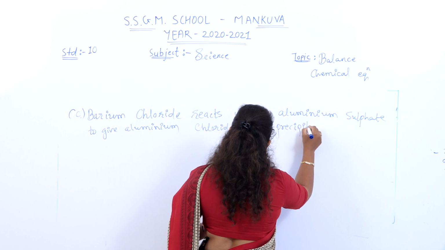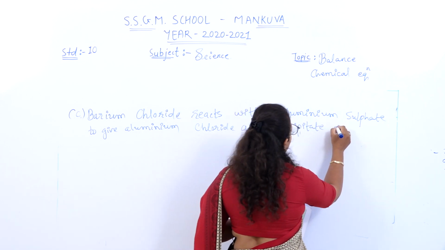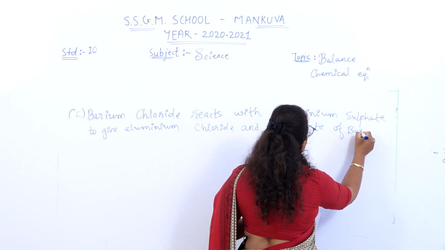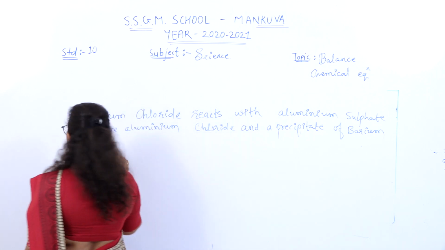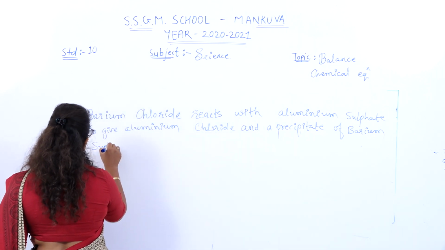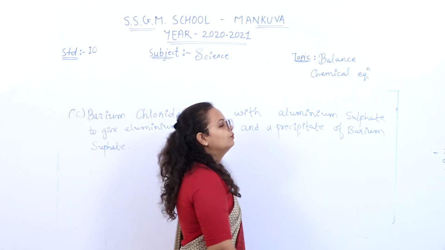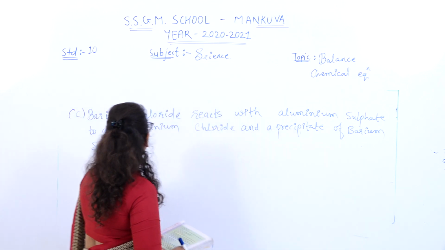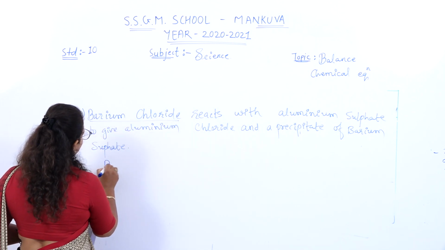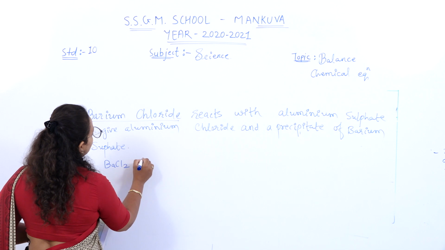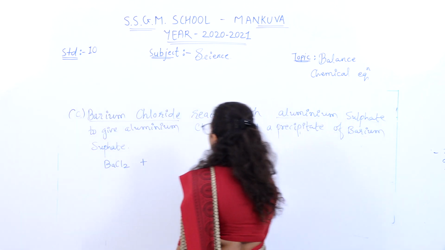Do you know what is the color of precipitate of barium sulfate? This kind of question can come in exam. It is of white color. Okay. Now let us start with barium chloride. So which is BaCl2 plus, reacts with aluminum sulfate.